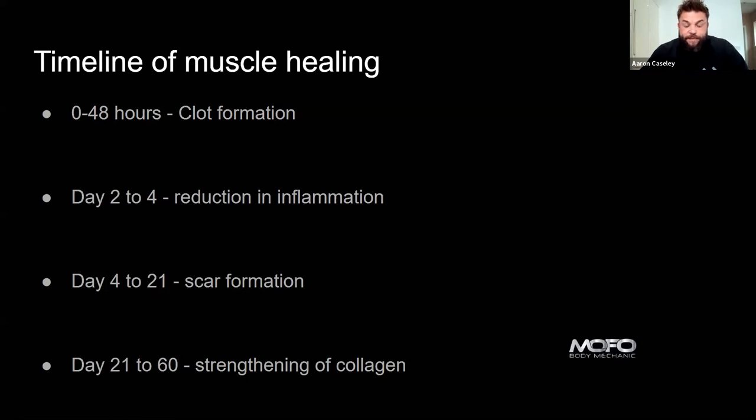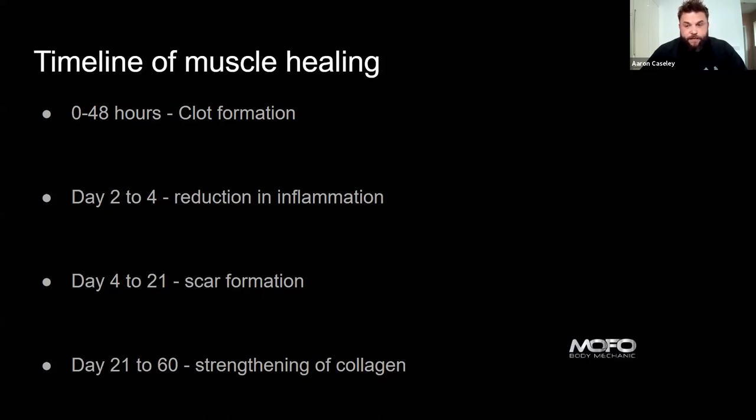Now, day 21 to day 60, this is the point where we can start to become a little bit more aggressive. So we can now start to introduce some strengthening work, some plyometric work, and actually start to make the muscle behave more like the parent muscle that surrounds it. So that timeline should give you some ideas as to when you're going to apply the interventions we're going to talk about on the next slide.